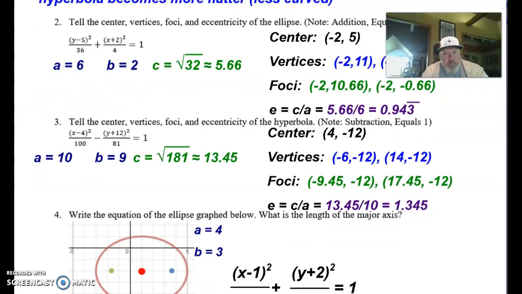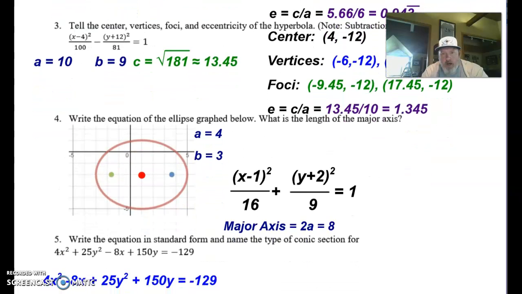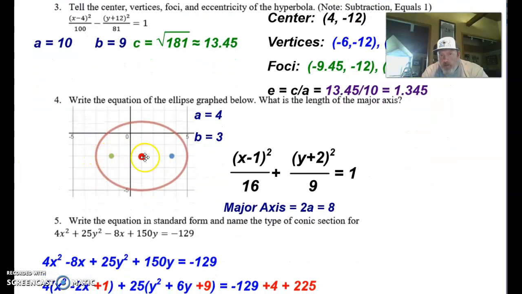So, all right, number 4, write the equation of the ellipse as graphed. The center point was not given. It kind of wants you to determine that on your own. So the center point is at (1, -2), and it's elongated this way, so x squared is going to be first. So (x - 1) squared, (y + 2) squared. We know it has to equal 1. And if we count out, a is 4, so a squared is 16. 3 up for b, so that's 9. And our major axis, they ask you the length of the major axis. That's the whole thing. That's 2a, so 2 times 4 is 8.